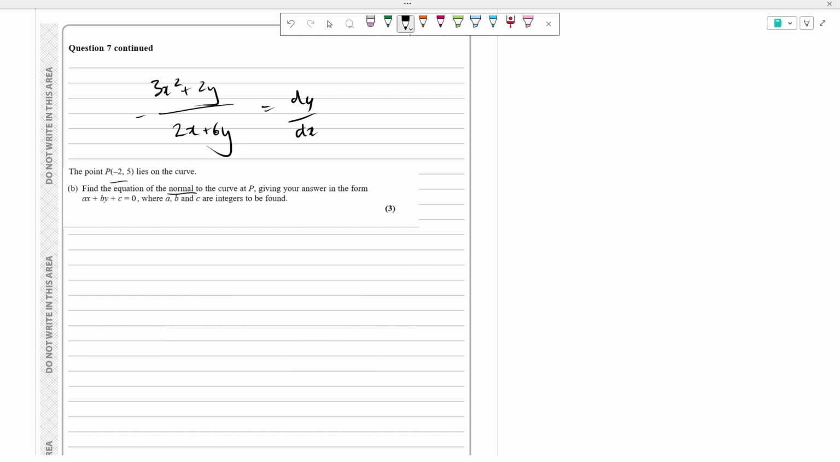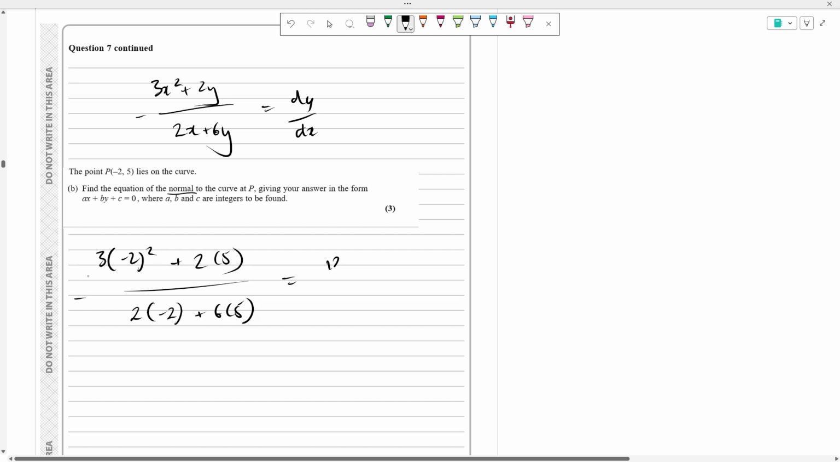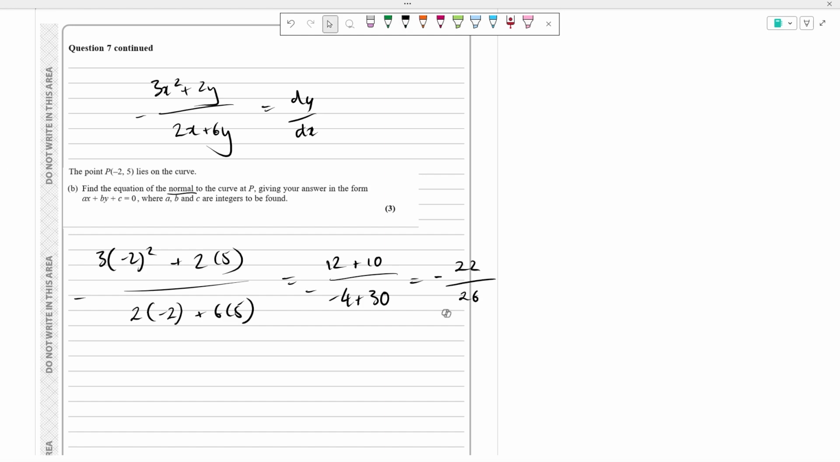Okay, so I'm going to substitute minus 2, 5 into here, and that's going to give me 3 times minus 2 squared plus 2 times 5. I'm going to put the minus on the outside. 2 times minus 2 plus 6 times 5. This is going to give me 3 times 4, which is 12, plus 10. Minus on the outside. Minus 4 plus 30. Going to simplify this. 22 over, can't forget the minus, 26. And we can probably simplify this to minus 11 over 13. Okay, cool.